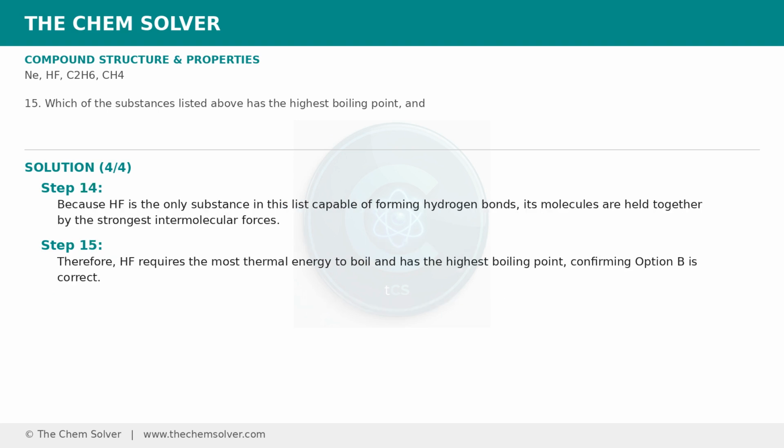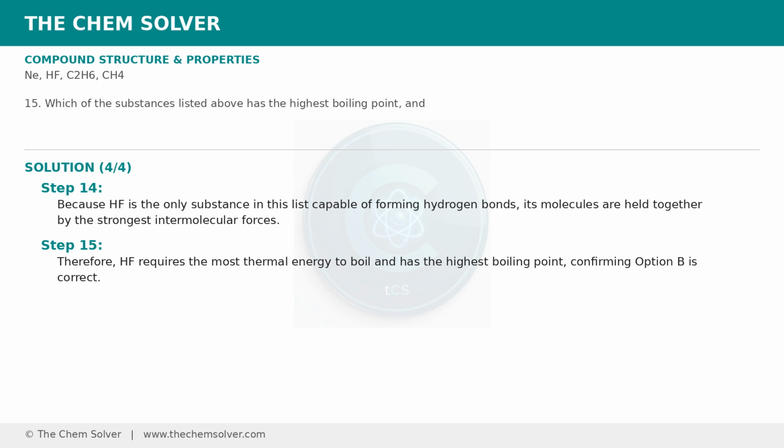Determine the substance with the highest boiling point. Because HF is the only substance in this list capable of forming hydrogen bonds, its molecules are held together by the strongest intermolecular forces. Therefore, HF requires the most thermal energy to boil and has the highest boiling point.